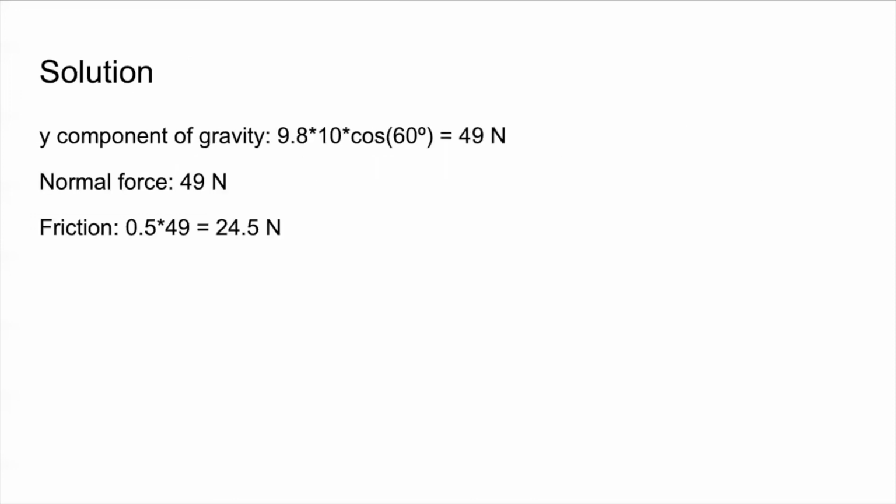So we first need to determine the y component of gravity. That is 9.8 times 10, which is the mass of the object, times cosine of 60 degrees, which was the angle of inclination. And this is equal to 49 newtons. And the normal force is also equal to that. So the force of friction is the coefficient of kinetic friction, 0.5 times 49, which is 24.5 newtons.